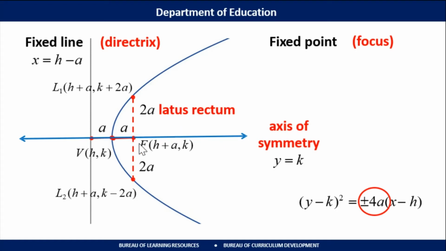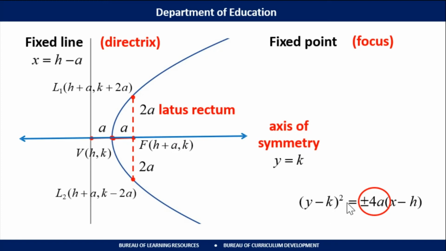That is the focus. This one. So, we also have the latus rectum in the parabola. So, this one. This segment. So, 2a plus 2a, that is equal to 4a. So, this is the standard equation of our parabola.